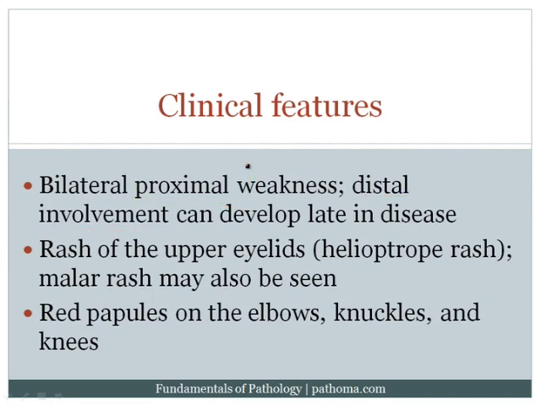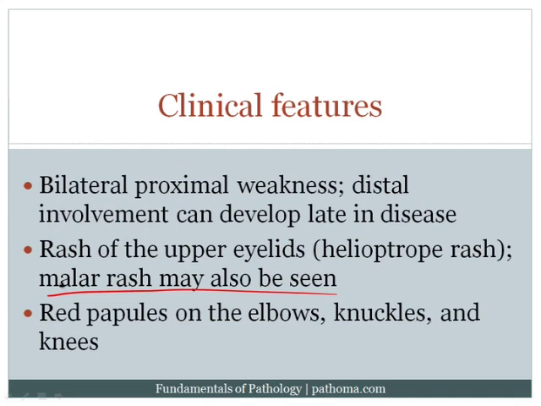In addition, we would expect to see skin changes, and there are 3 key skin changes that you look for. Number 1 is a rash of the upper eyelids, and this gives a little bit of a purple discoloration to the upper eyelids. Number 2, a malar rash, and I think that this is particularly high yield because board examiners like to go after this.